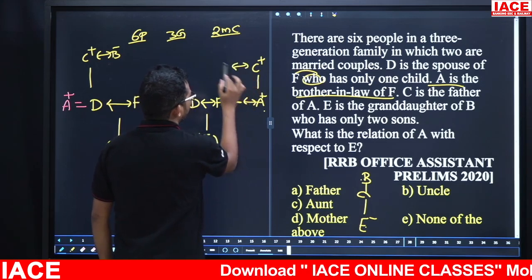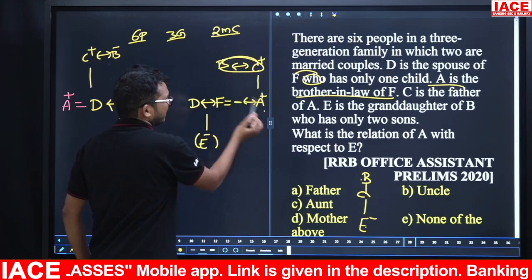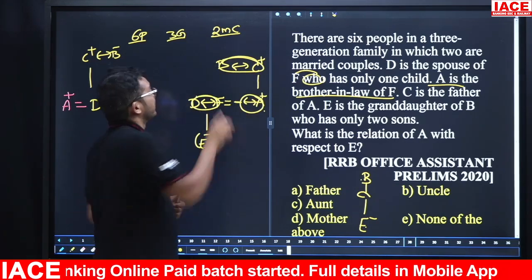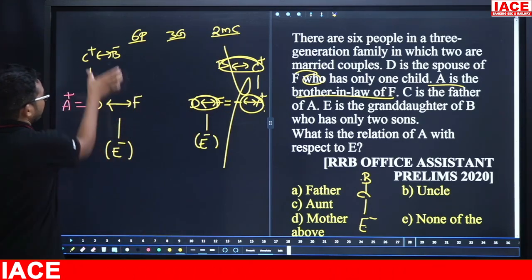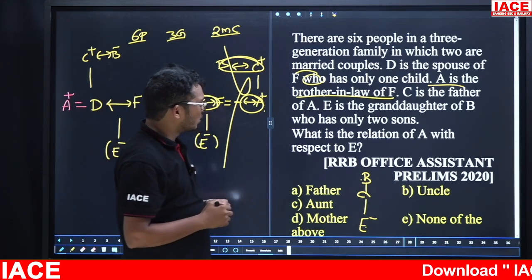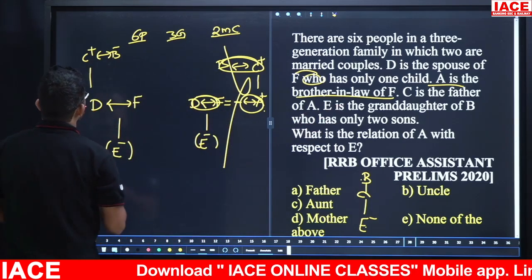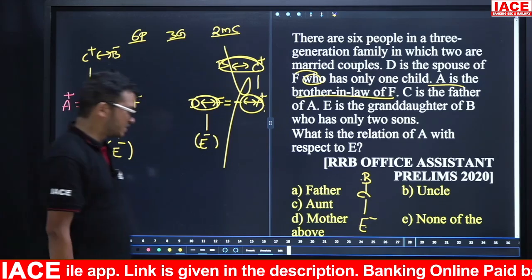Once you observe here, we have a couple here, also a couple here, also a couple here. That means we get a total of 3 couples, but our requirement is 2 couples, so this one has no chance. Now one couple here, one couple here. So E is the granddaughter of B, who has only 2 sons. Here who qualifies? B. B is having only 2 sons, one is A, the other one is D. So this is the entire given information.